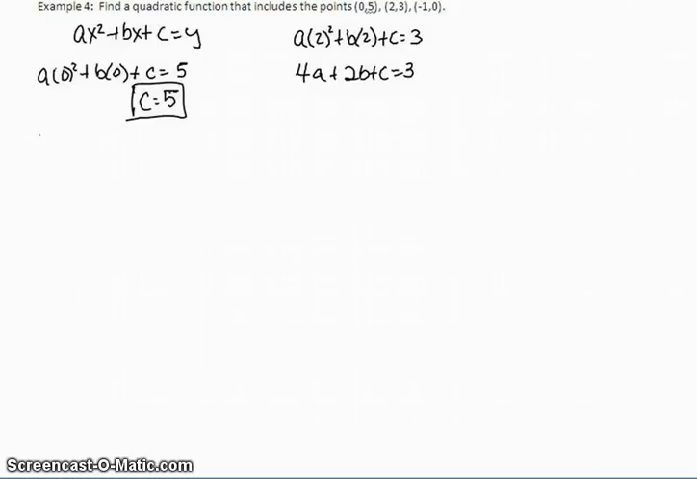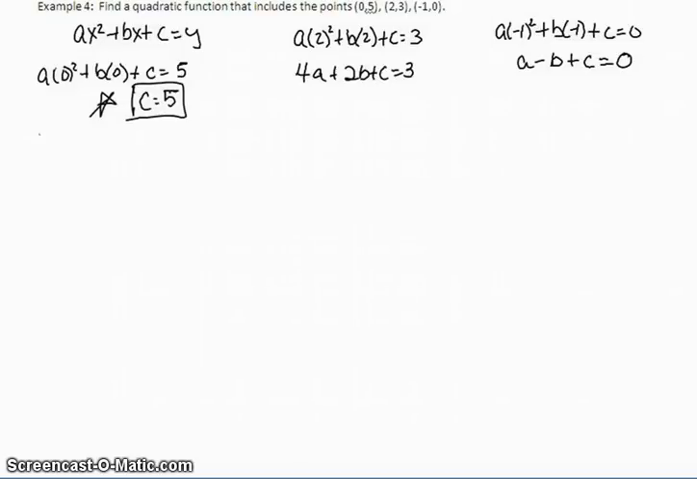Next, we'll substitute in negative 1 for x and 0 for y. So I have a times negative 1 squared plus b times negative 1 plus c equals 0. A minus b plus c equals 0. Step 1, generate those three equations. Step 2, solve one of the equations for c. We're already done. We don't have to do that.